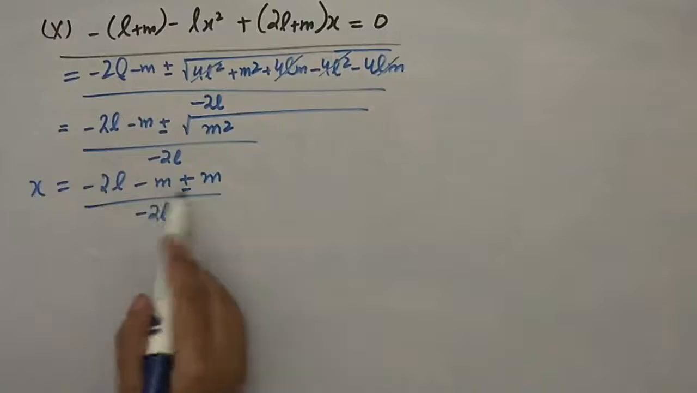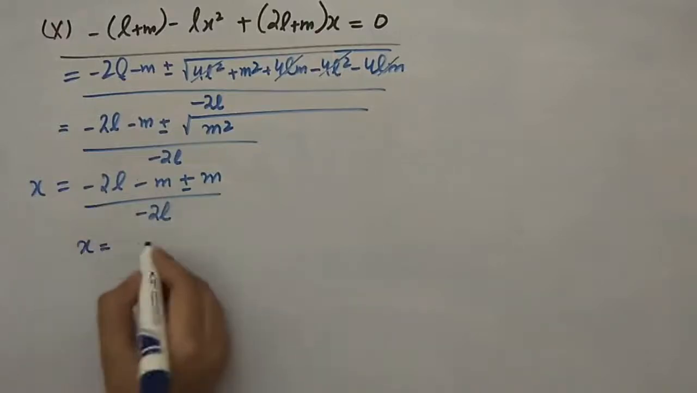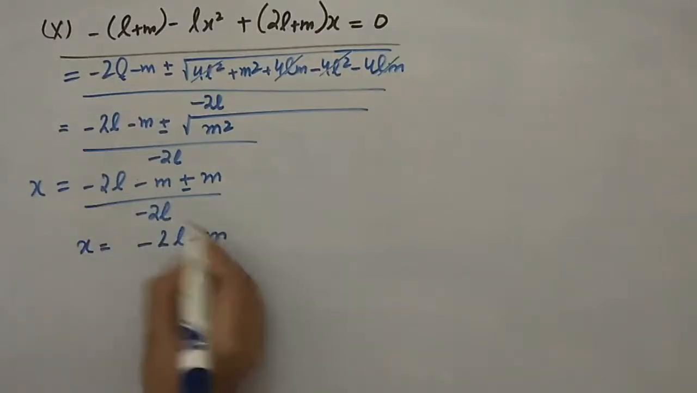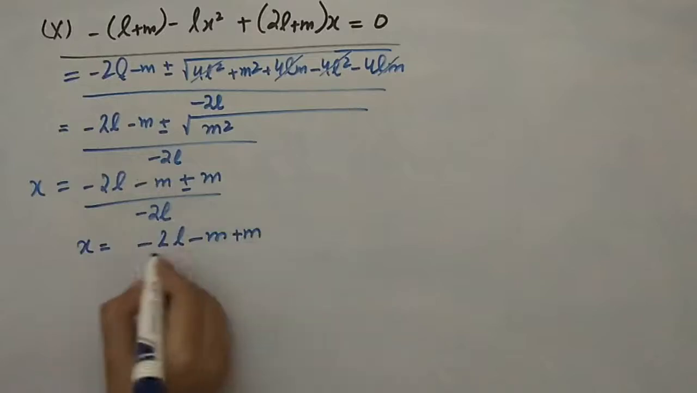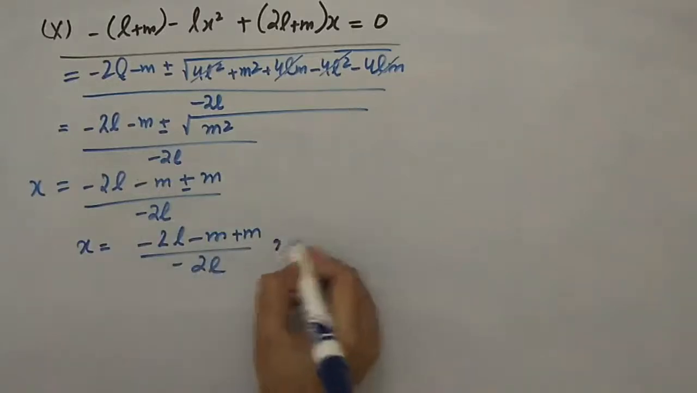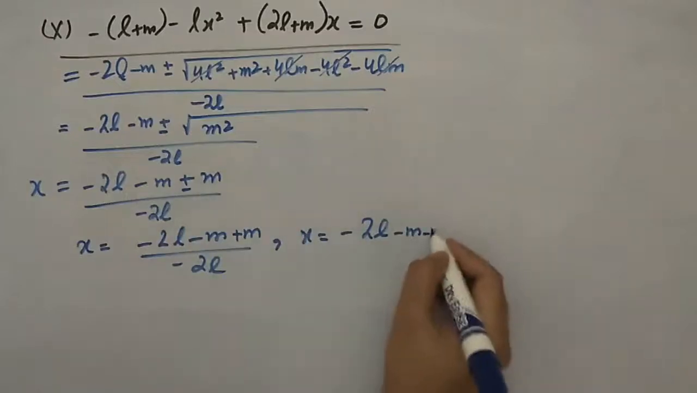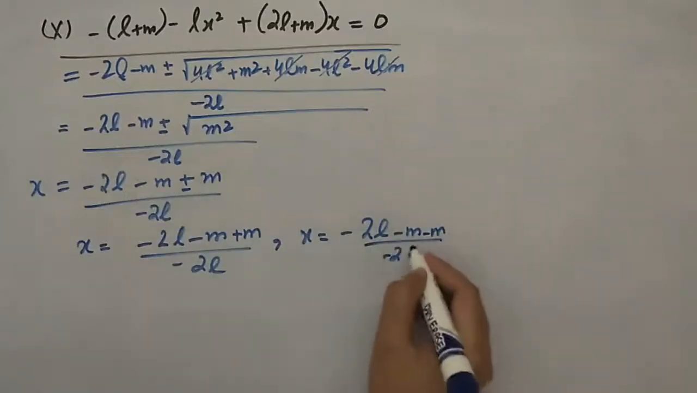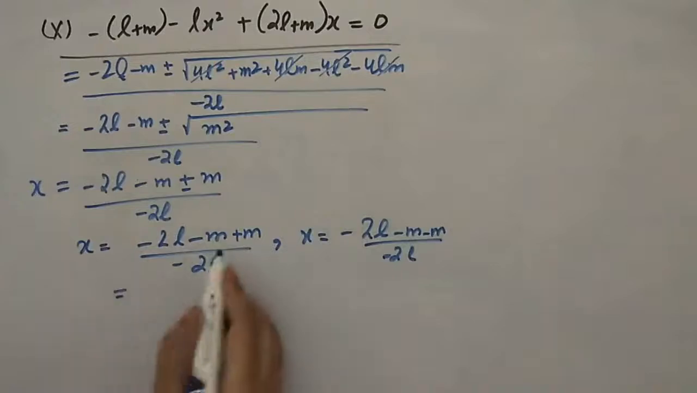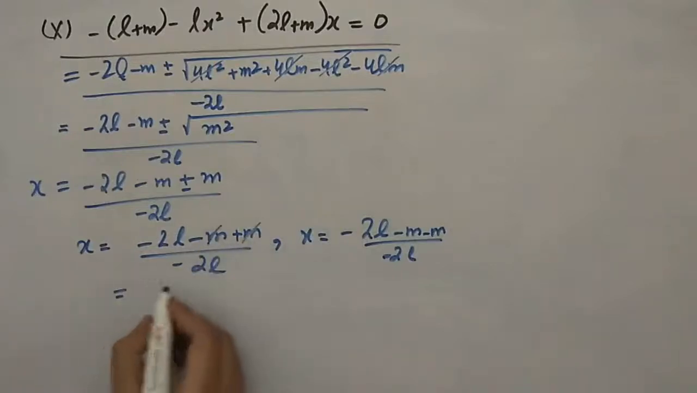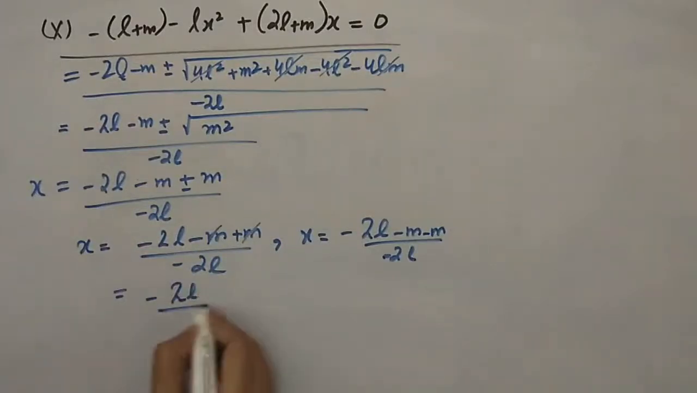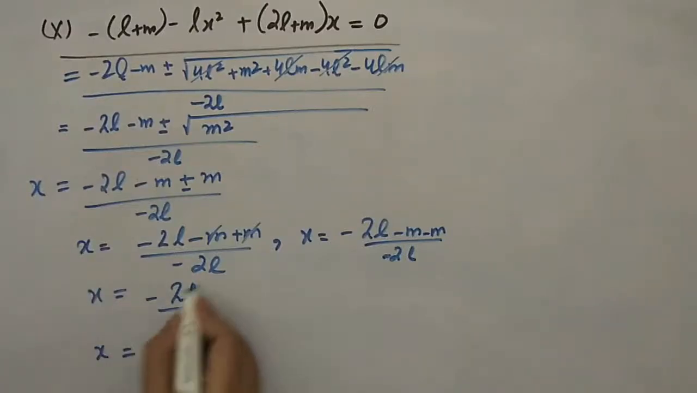Now we have two values. So we will separate minus 2l minus m. एक दफ़ा आप इसको प्लस m के साथ ले लें. Then we have x is equal to minus 2l minus m with minus m over minus 2l. Clear? So m and m will cancel. Minus 2l over minus 2l. Clear? So x is equal to 1.